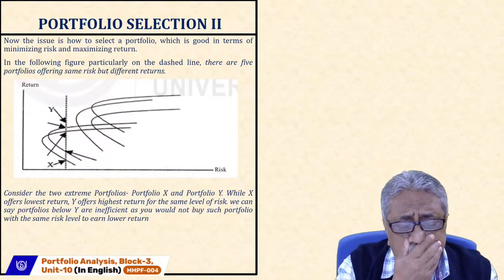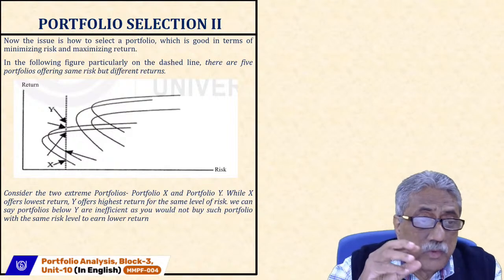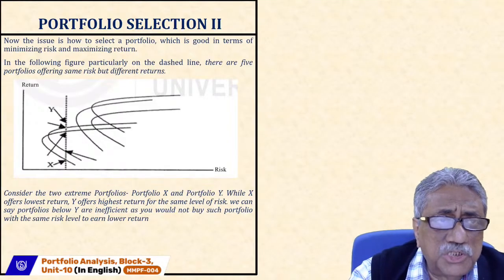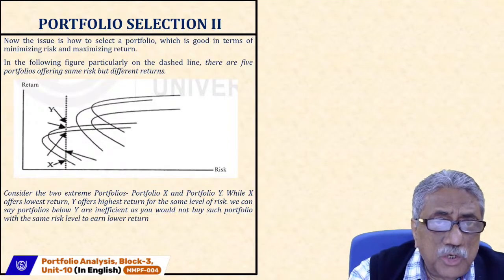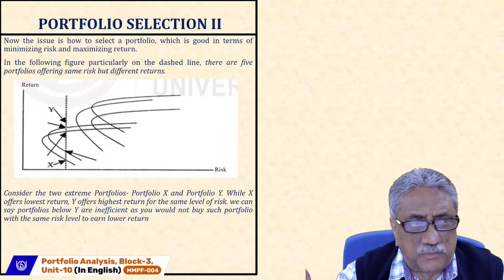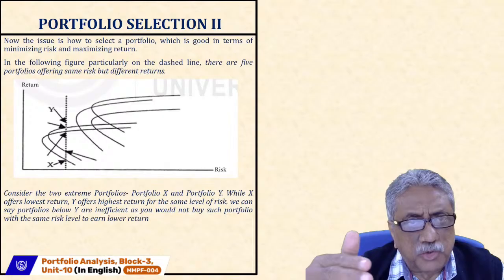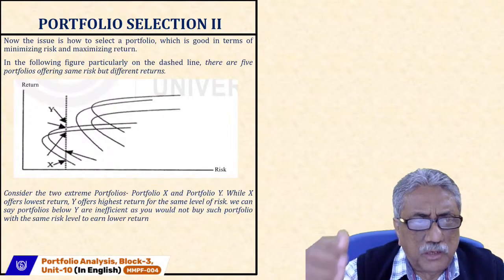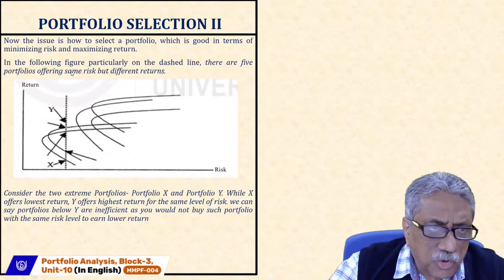Now this is a thing you need to understand very clearly. Now, the issue is how to select a portfolio which is good in terms of minimizing the risk and maximizing the return. In the following figure, particularly on the dashed line, there are 5 portfolios offering the same risk but different return. Now, look at this line.